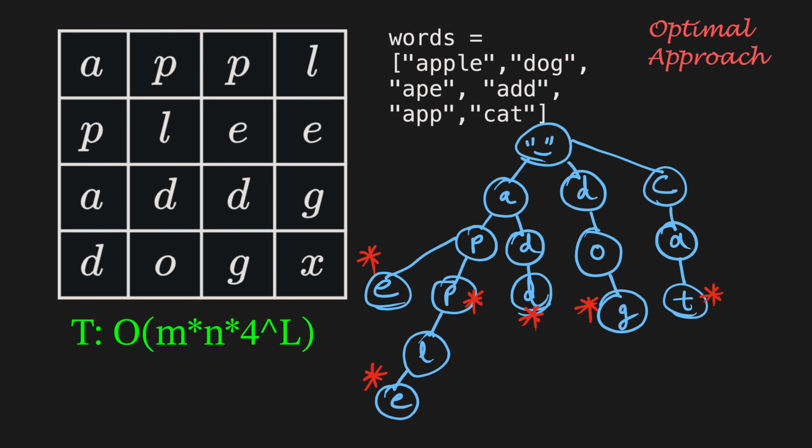And the space complexity will be O of W into L because in the worst case, the words will not have any shared or common prefixes, like the example we covered in the naive approach. And the trie would have to store every character from every word.